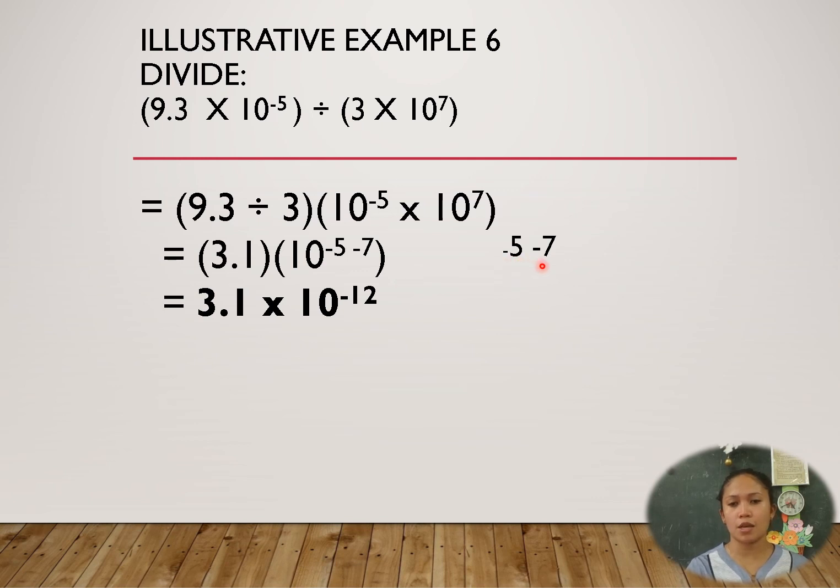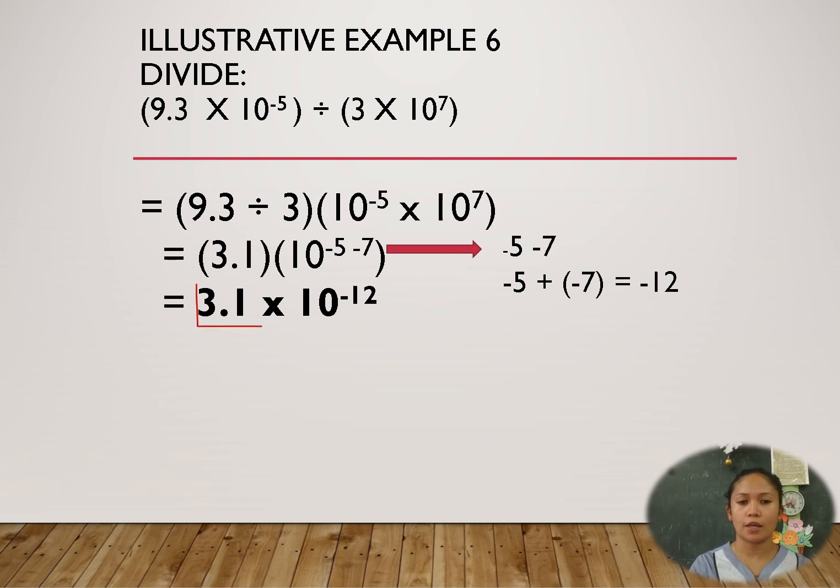negative 5 minus 7, we will follow the rules in subtracting integers. So we'll just copy the minuend and then proceed to addition and change the sign of our subtrahend. So that is 7, positive 7 will become negative 7. So here, we are now adding numbers with the same signs. So that is negative 5 plus negative 7 is equal to negative 12. So that is why we have the answer 3.1 times 10 to the power of negative 12. So this is now our final answer.